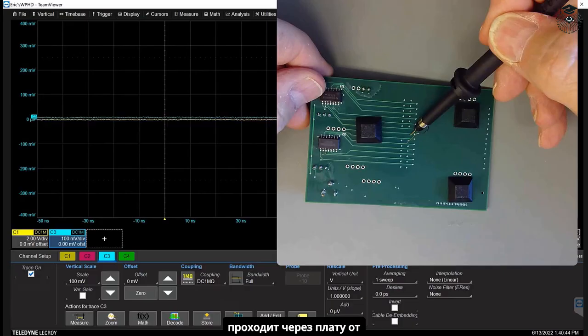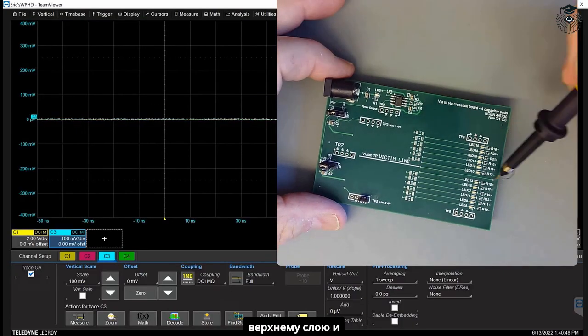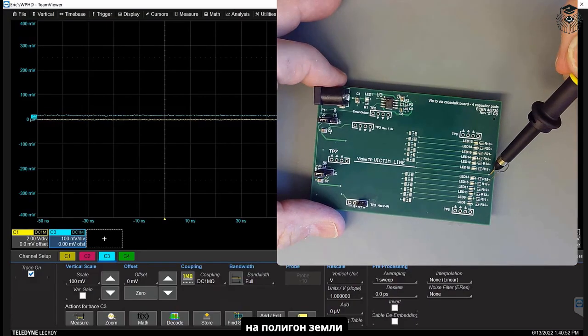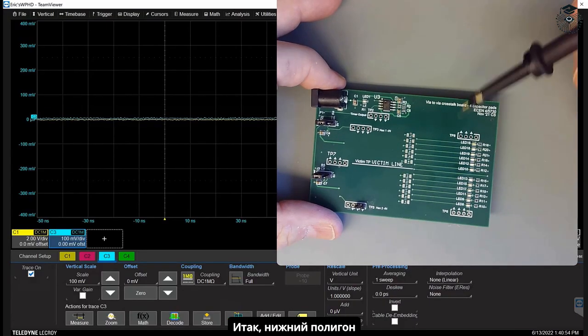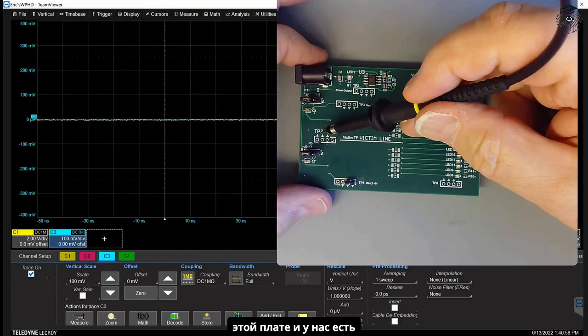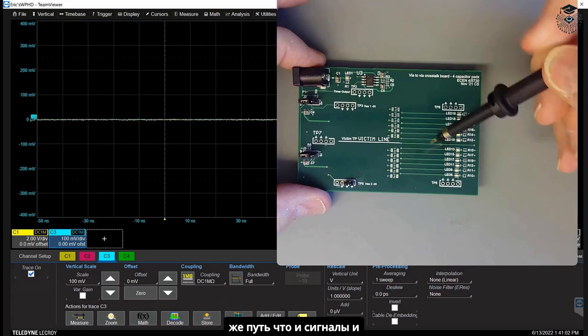It goes through the board from the bottom layer, through the board, through the two planes to the top layer, and then comes over here and gets shorted to the ground plane. So the bottom plane is a floating plane. There's no connection to it in this board. And we have a victim line that goes through the same path that the signals do.